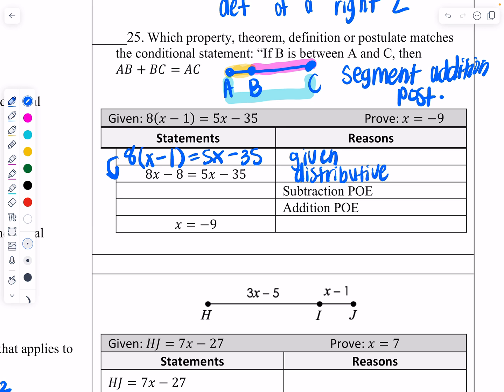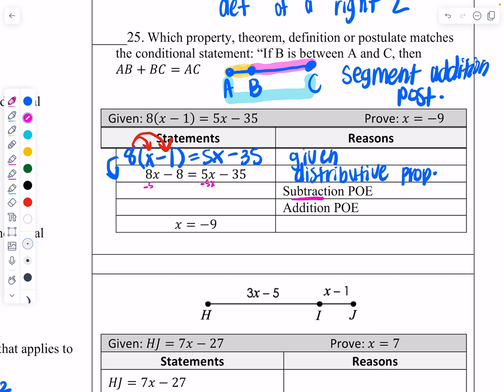Distributive property. They distributed the 8 to the x and to the negative 1. Okay. Then they want you to subtract. They tell you what to do on this step. They say, hey, use the subtraction property of equality. So what are we subtracting? I'm going to subtract 5x from both sides.